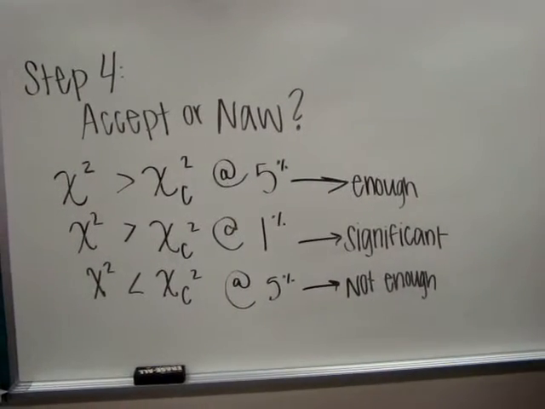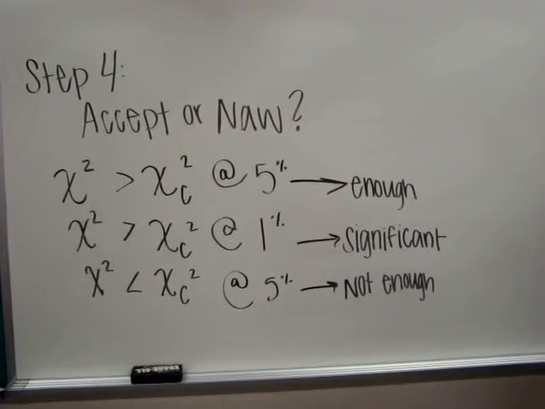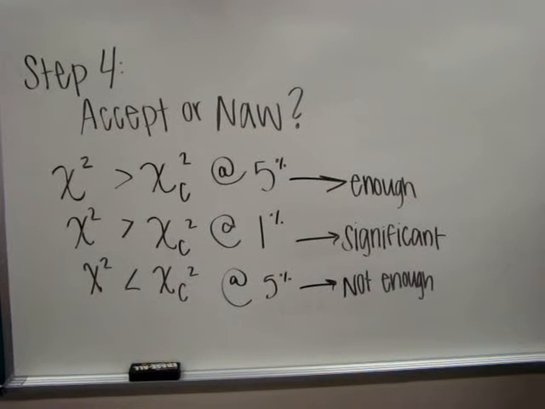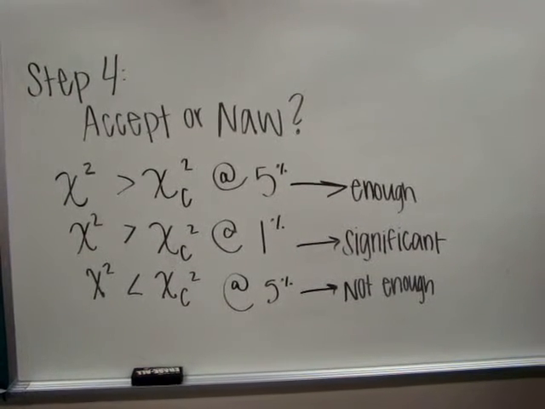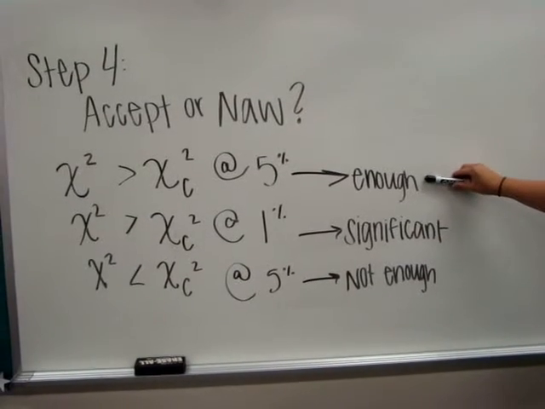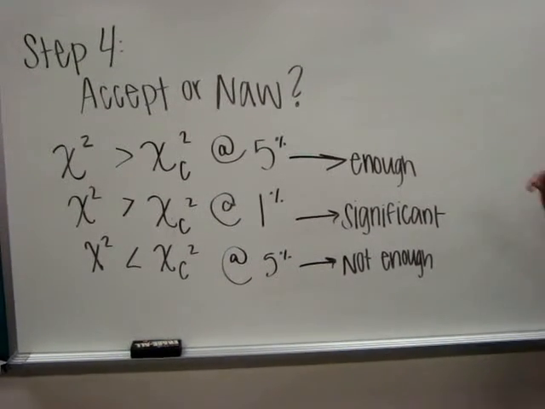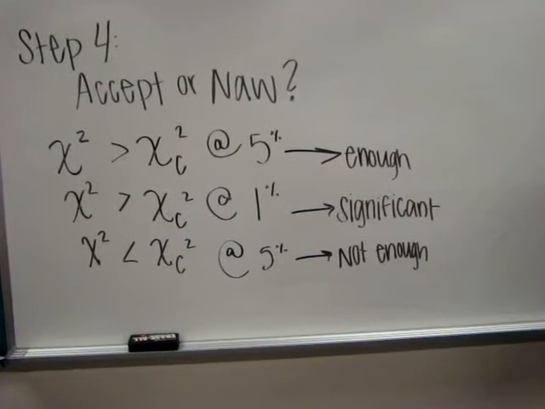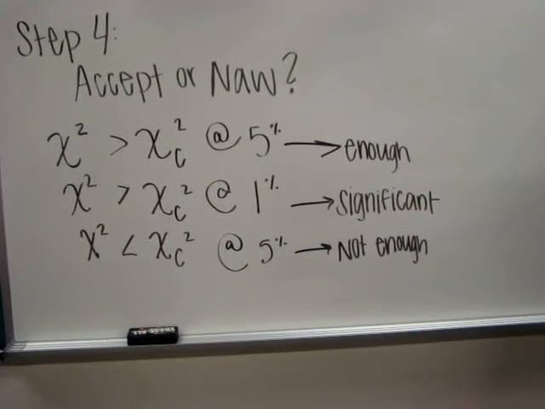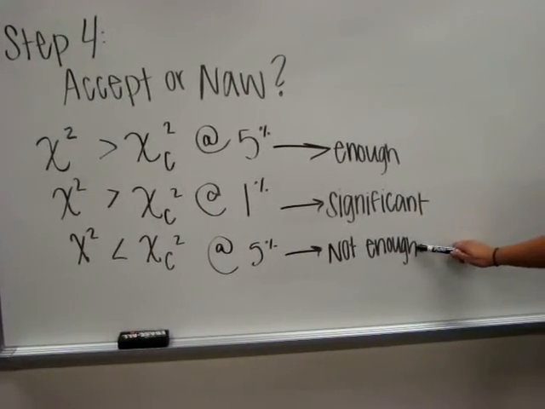Step 4 includes determining if we are going to accept the alternate hypothesis with these calculations. If your chi-square is greater than the critical chi-square at 5%, we have enough evidence. If your chi-square is greater than the critical chi-square at 1%, we have significant evidence. If your chi-square is less than the critical chi-square at 5%, we do not have enough evidence.